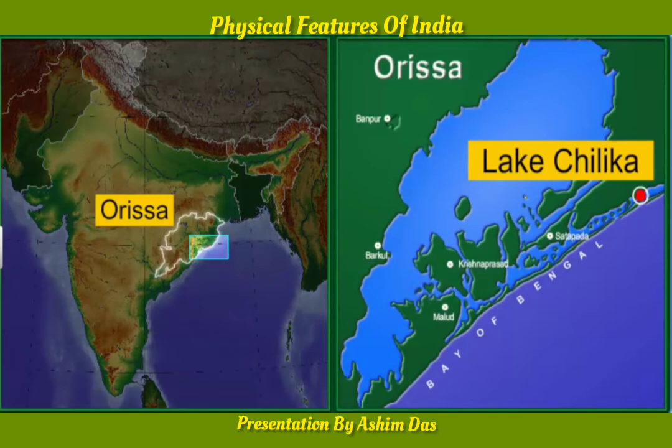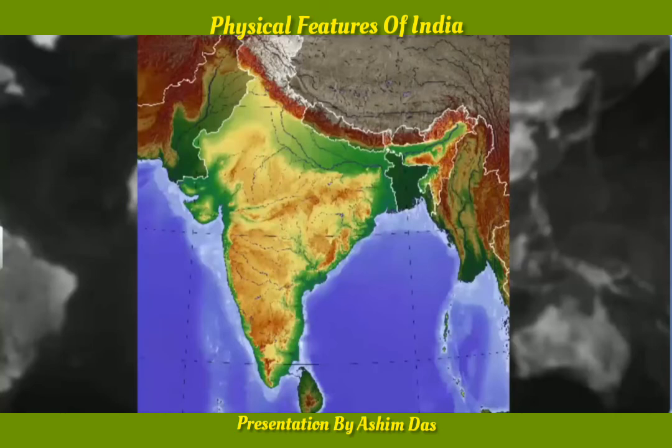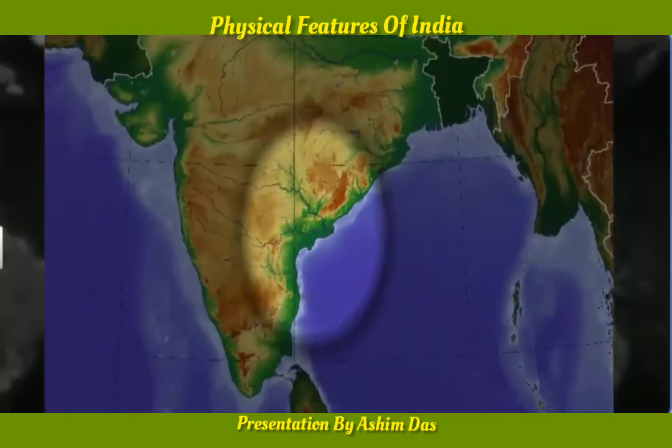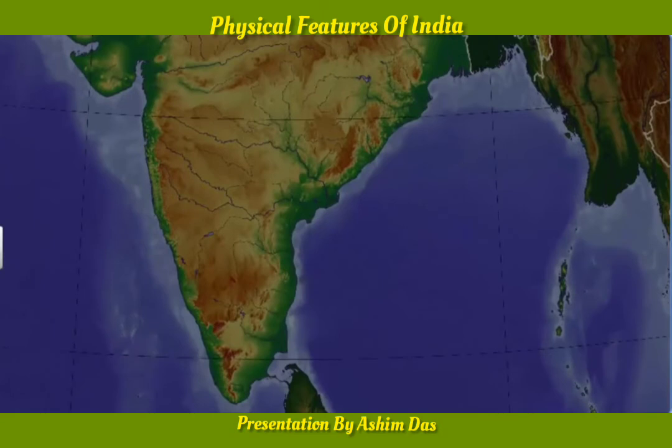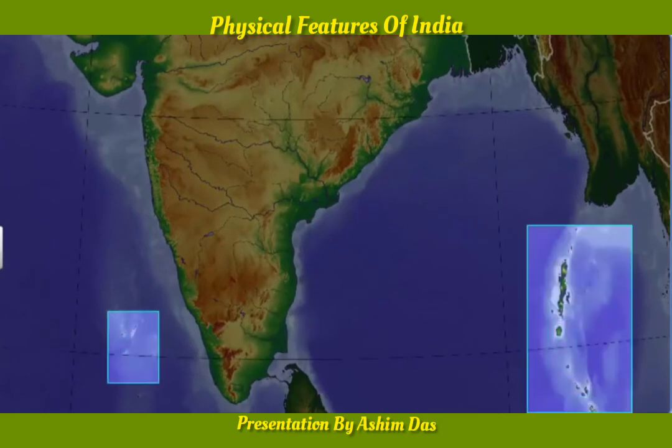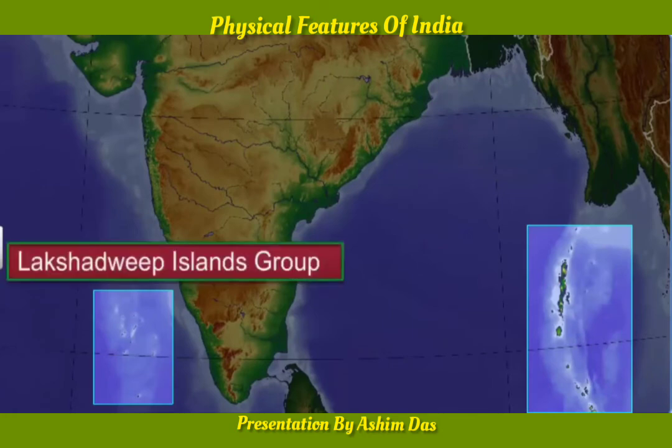So far, we've covered all the physical features on the mainland of India. Moving off the mainland, the country also consists of two groups of islands or archipelagos. The Lakshadweep Islands group and the Andaman and Nicobar Islands.